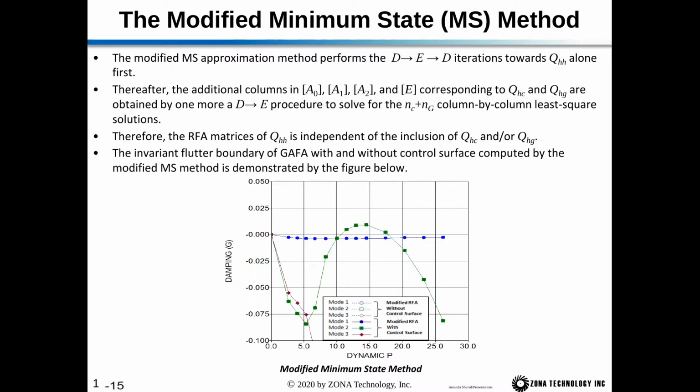However, if you want to, you can activate the original Karpel's minimum state method in the input. For example, if you have an older version of ZAERO which didn't have the modified minimum state method and you want to match those results in the newer versions of ZAERO, you can do that. But of course, by default, we always recommend using the modified minimum state method.